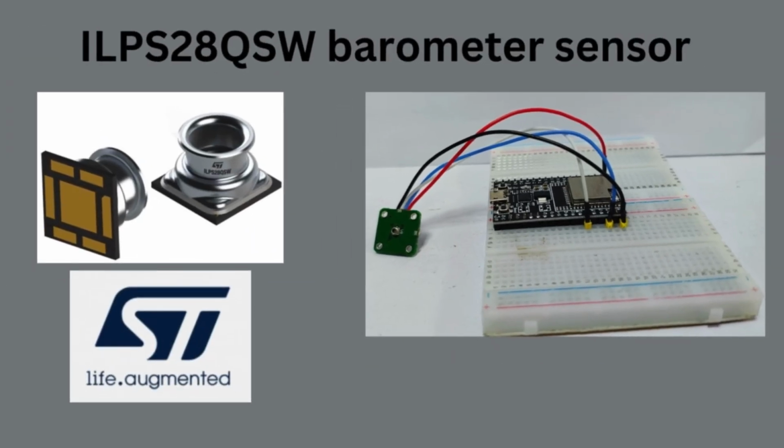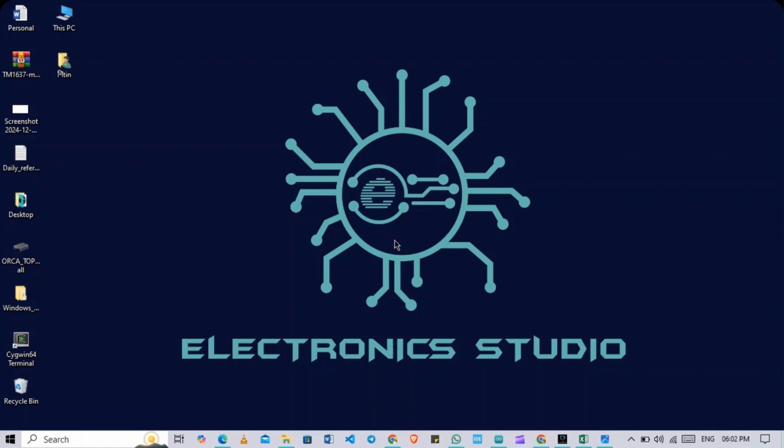So today we are going to learn how to use this barometric sensor. This is manufactured by ST Microelectronics. It can measure the altitude. I can show you the part number of the sensor. This is the ILPS28QSW. This is the part number of this sensor.